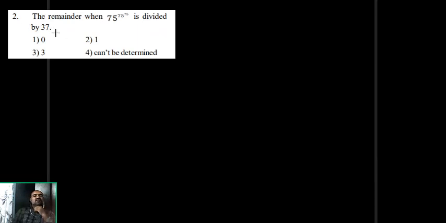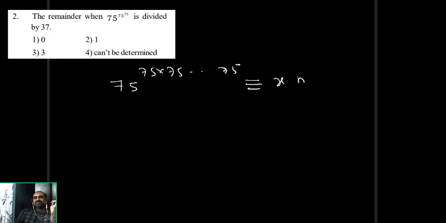Next question. Interesting problem, super problem. What is he asking over there? Find the remainder when 75 power 75 power so on is divided by 37. What do you want? I will write 75 power 75 into 75 into so on, 75 congruent to x modulo 37. Such x you want to find.